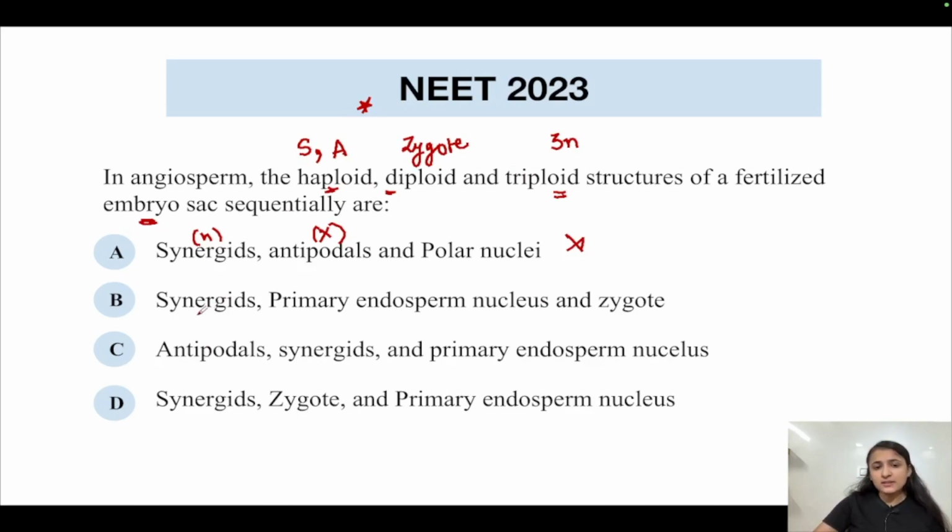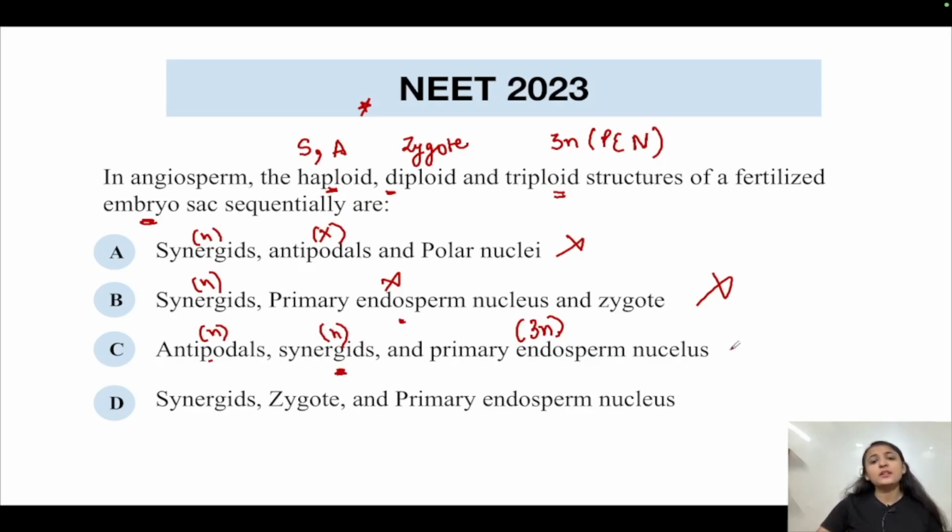So the second option is saying synergids. Yes, synergids are haploid. Primary endosperm nucleus is triploid, not diploid. So this option is incorrect. Option number C is saying antipodals. Yes, they are haploid. Synergids are also haploid, and primary endosperm nucleus is triploid. So this option is also incorrect because synergids are also haploid, but the second part of the option should be a diploid structure.